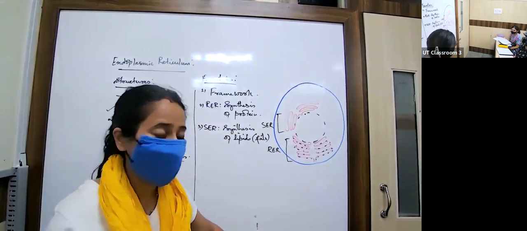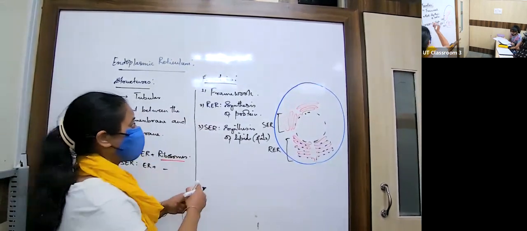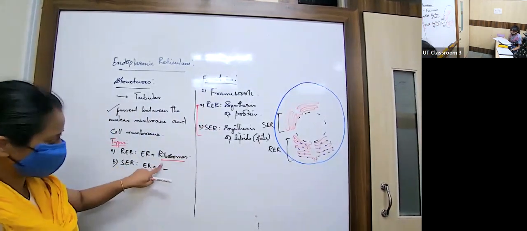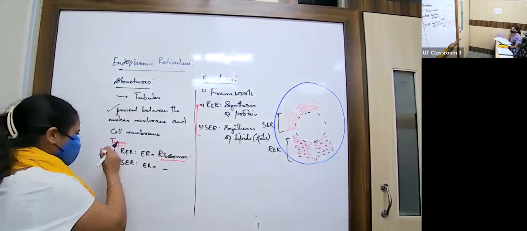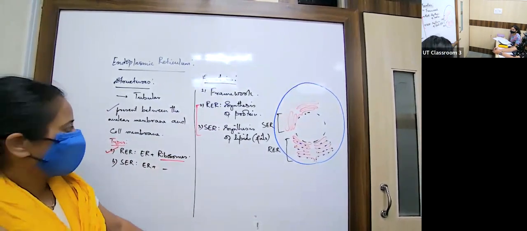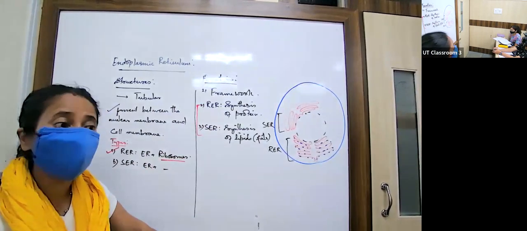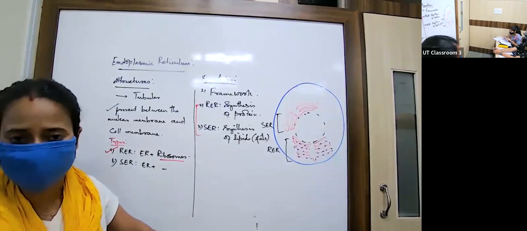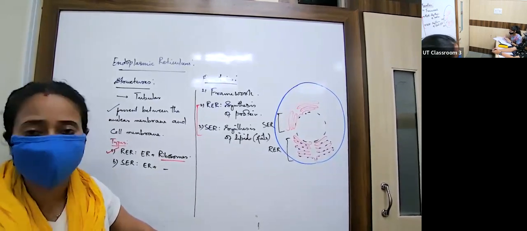Now, when we are talking about this, RER and SER, let us try to understand. This is the second difference. What was the first difference? This is the first difference. I am ticking it, remember it when you write. So this is the second difference. What do they produce? RER produces proteins. SER produces lipids and fat molecules.